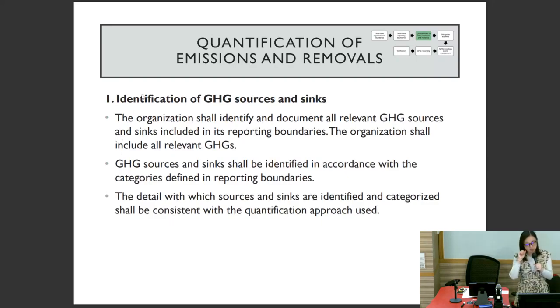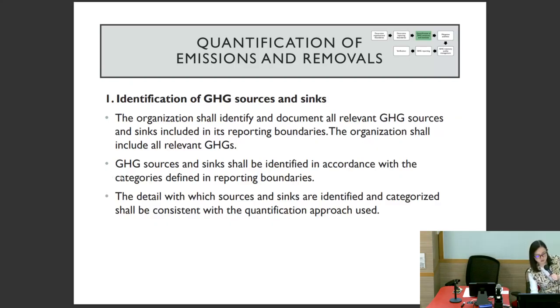Okay, identification of greenhouse gas sources and sinks. The organization shall identify and document all the relevant greenhouse gas sources and sinks included in its reporting boundary. The organization shall include all relevant greenhouse gases. The greenhouse gas sources and sinks shall be identified in accordance with the category defined in the reporting boundary.